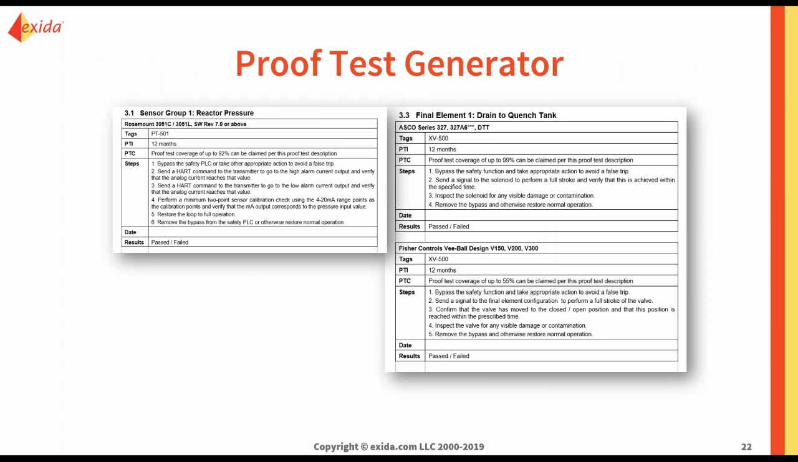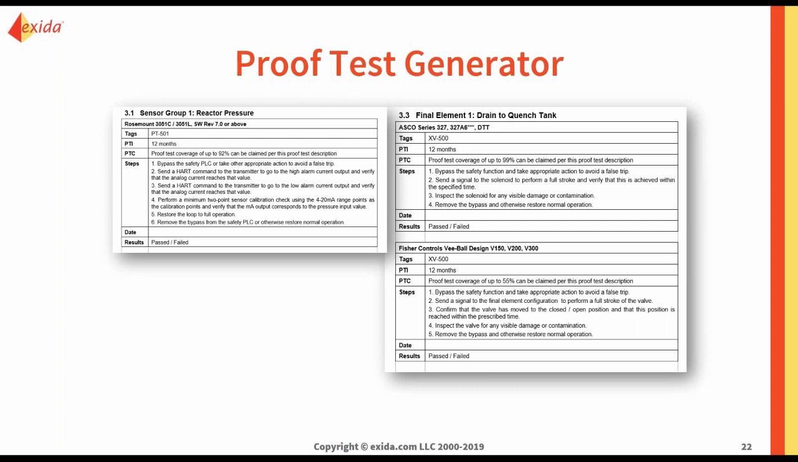Finally, we have our proof test generator. And again, every piece of equipment that you choose from our failure database has a specific set of proof test steps that it's using to determine the proof test coverage using that proof test coverage calculator that I showed you in Silver. So we have a report we generate, gives you the tag, the proof test interval, that coverage, and then the steps that you would have to follow to make sure that coverage is achieved and that you're revealing those failures during the functional test.